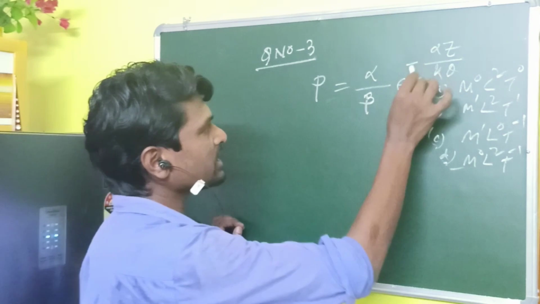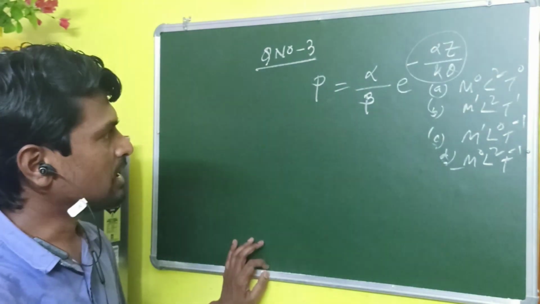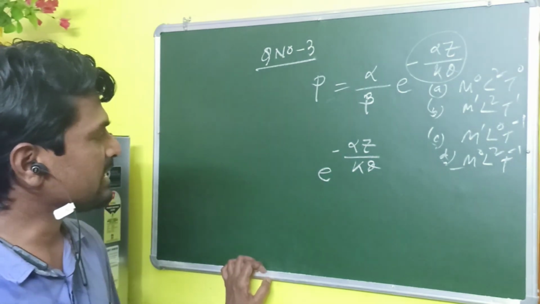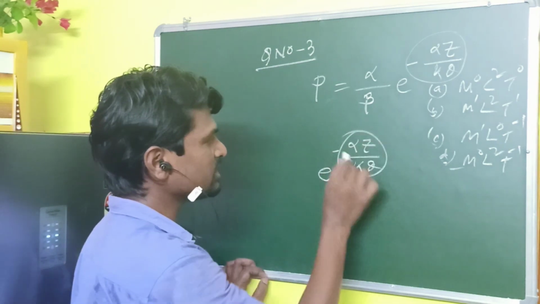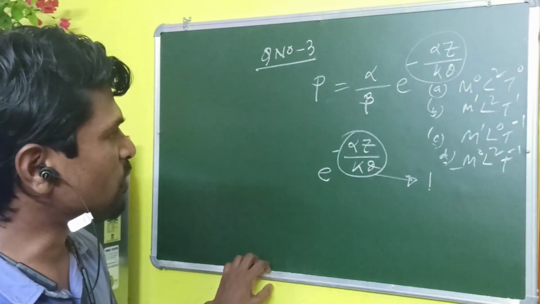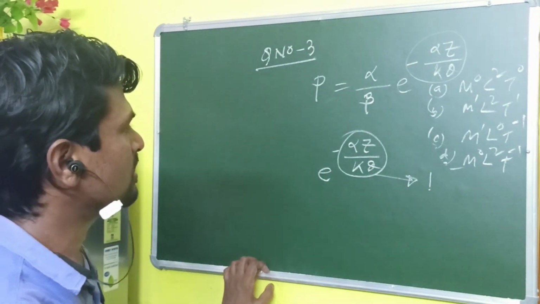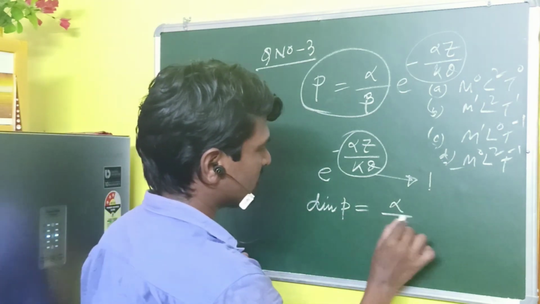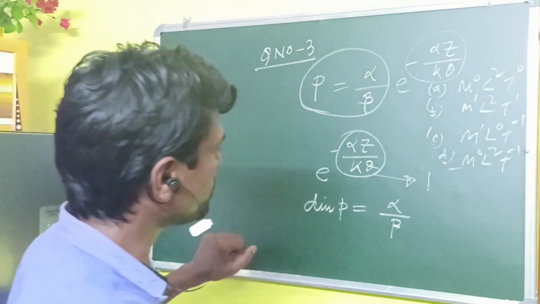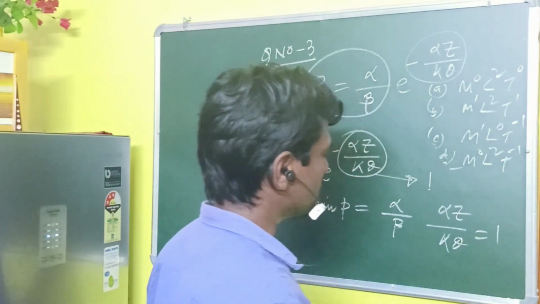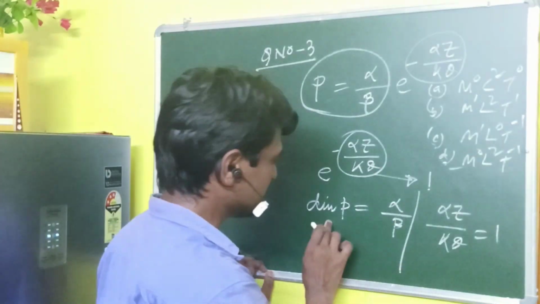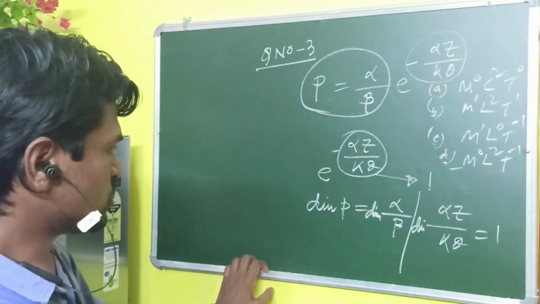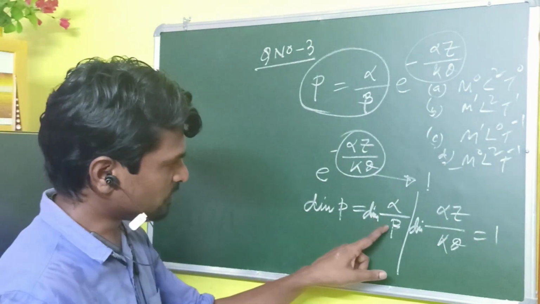Students, first of all, you have to think about the dimension of the exponent. The exponent term here is minus alpha z by k theta. This is the technique: the exponent will be dimensionless, 1. So the dimension of P is alpha by beta. Since the exponent is 1, the dimension of alpha z by k theta is 1. So from these equations you have to calculate the dimension of beta.